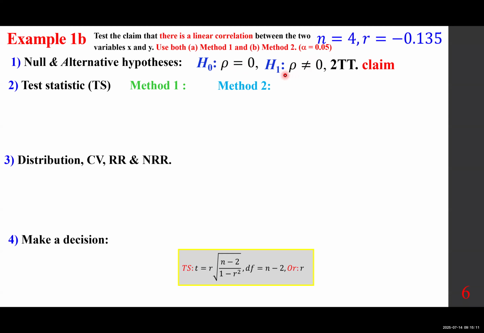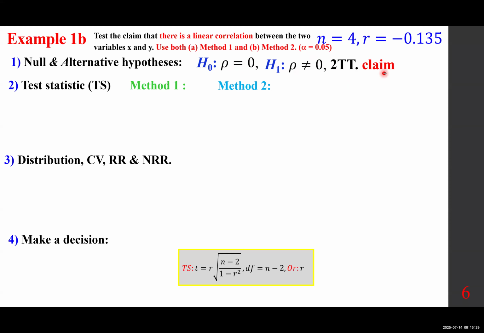So we always have these two. This makes it a two-tailed test. It's always really a two-tailed test. I mean, even if you use a left-tailed test, it results in the same thing in the process. And this is the claim. The claim is there is a correlation. Okay, so you're testing the correlation.